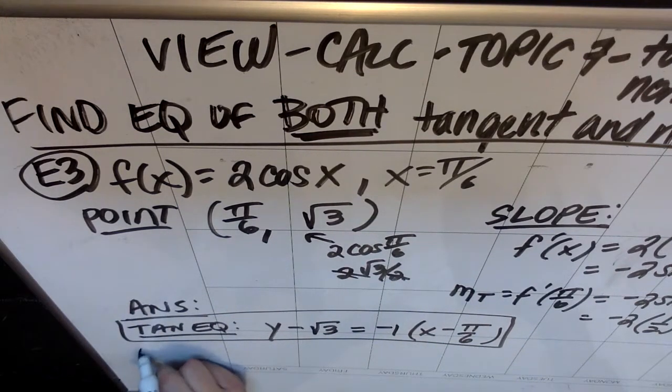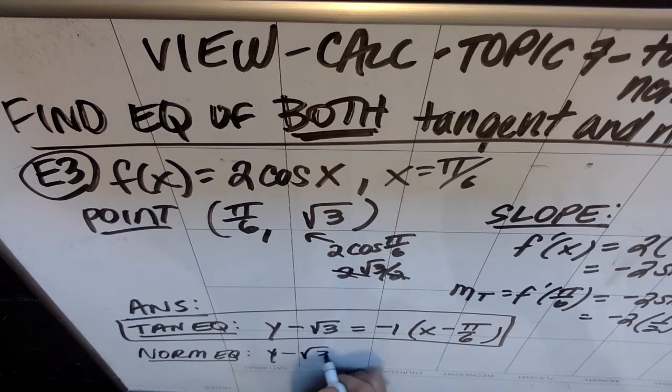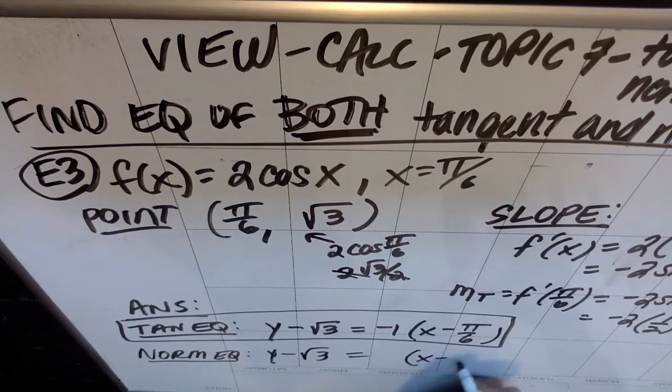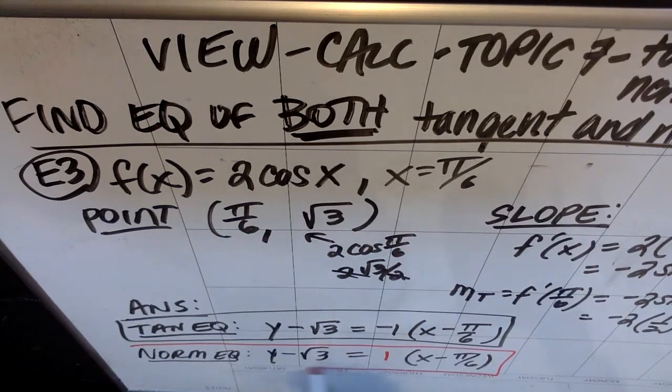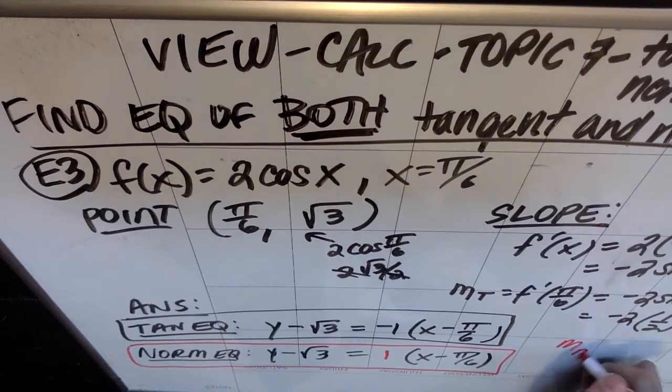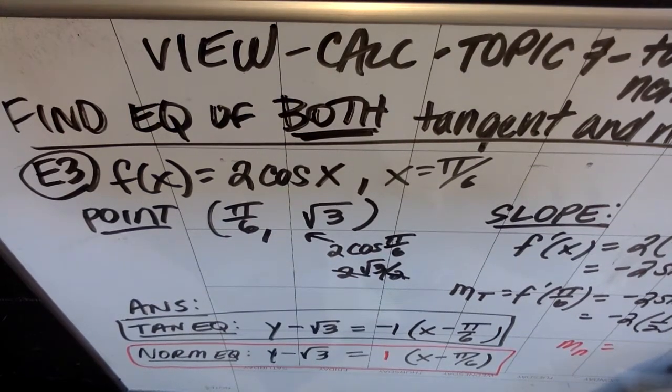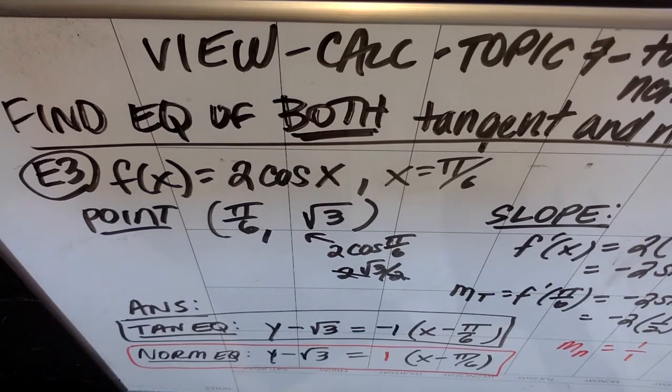In order to write my normal equation, I just need to flip the slope and change the sign. So y minus root 3 stays the same, and I keep the x minus pi over 6. When you flip a negative 1 you still get a 1, but you need to change the sign, so that's just going to be a 1. You could get away with not writing it at all because it's a positive 1. So this was actually a negative 1 over 1, I flip it, and it's now a 1 over 1, which is just 1.